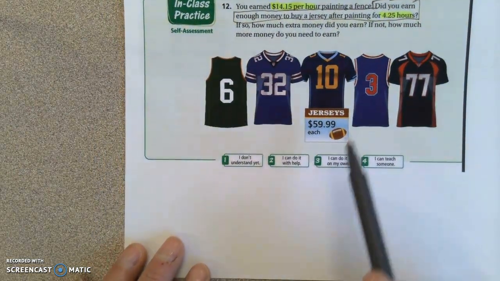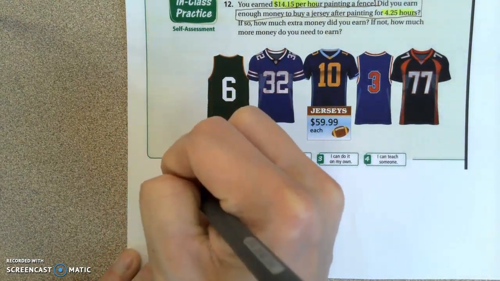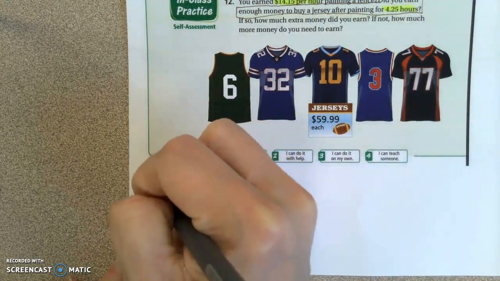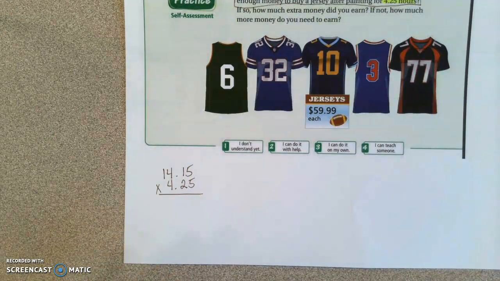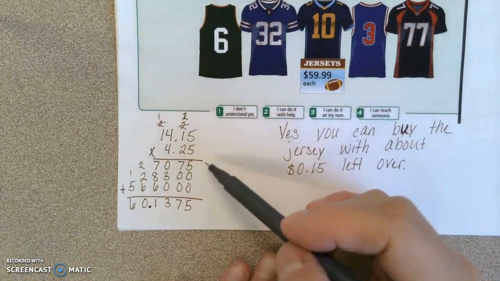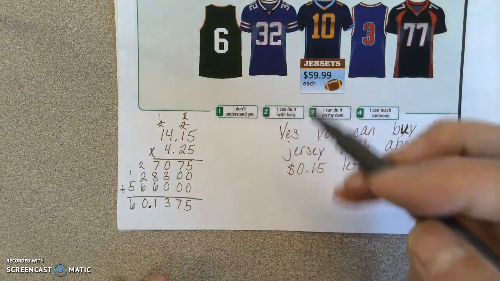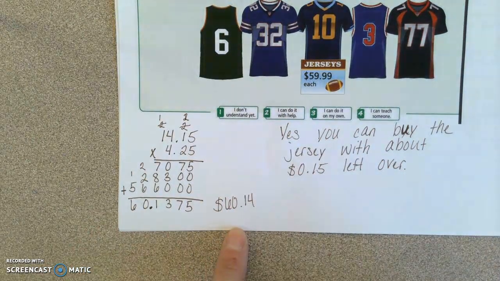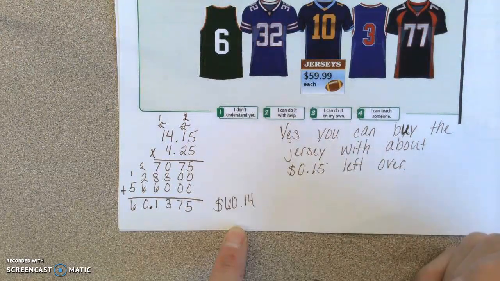Here's the cost of the jersey. So first you need to figure out how much money you earned. So you're going to go ahead and pause your video, and you're going to multiply your $14.15 by the number of hours you worked. All right, so when I multiply that out, here's what I got, and I would round that. Again, we're talking money, so you earned $60.14. So if my jersey is $59.99, yes, you can buy the jersey. You're going to have about 15 cents left over.